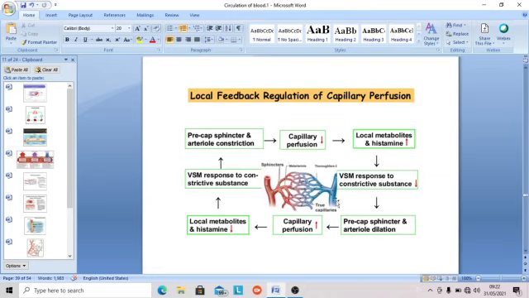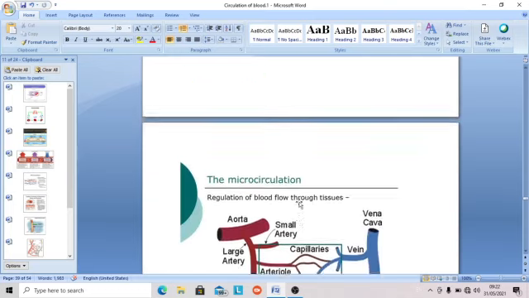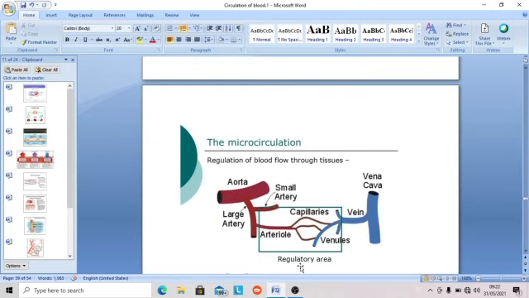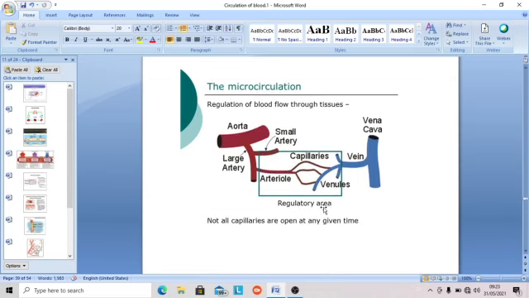And the same thing which you have seen. The vascular smooth muscle responds to substances produced locally, such as local metabolites and histamine, and that will be controlled. Same way, this is the regulatory area. Small arteries are innervated by the sympathetics, arterioles are heavily innervated, and the venules are also innervated. Those that are not innervated are controlled by the precapillary sphincter and the last part of the arterioles. These are controlled by metabolites.